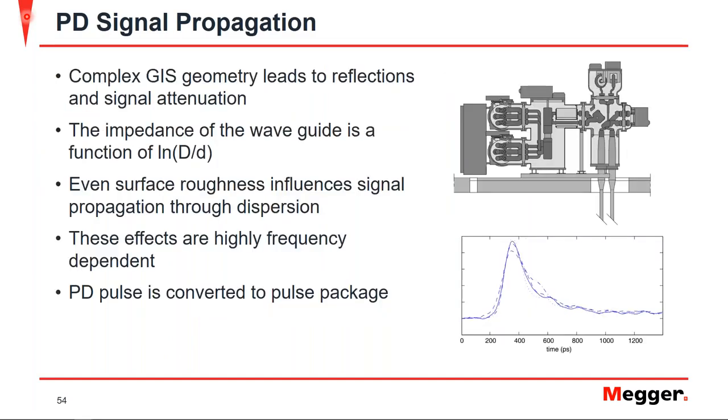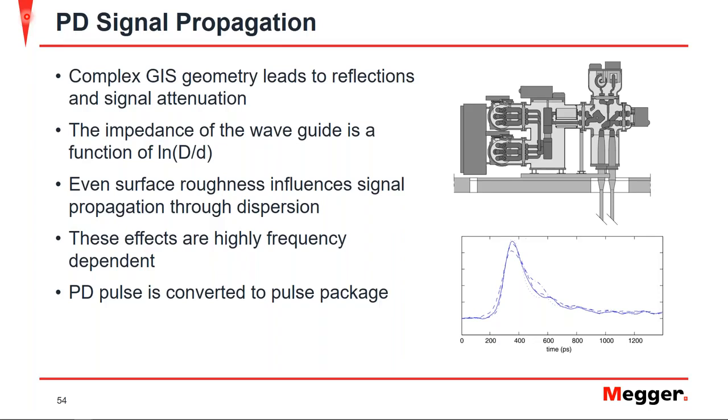So what I meant by that was, as both Volney and Daniel have touched on, the GIS has a very complex geometry, and this leads to reflection and signal attenuation, especially at these high frequencies. Also, the impedance of the waveguide is a function of the different diameters of the changing travel length within the GIS. Also, at these high frequencies, you even have dispersion through the surface roughness of the GIS itself. So that can influence the wave propagation within the GIS.